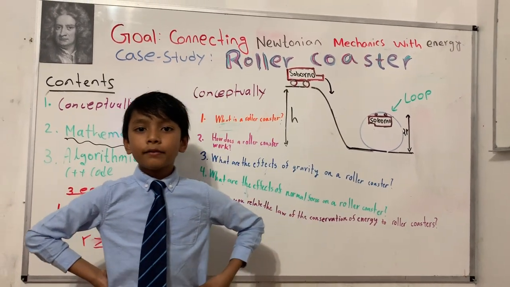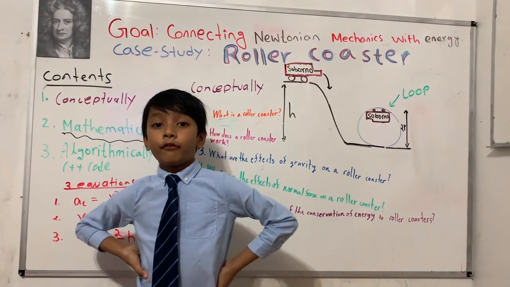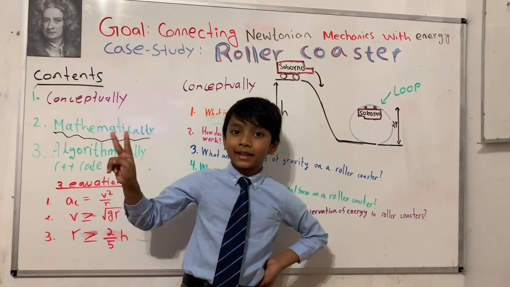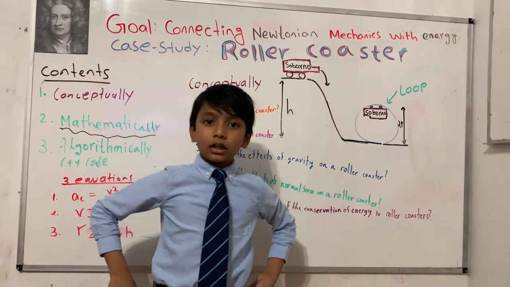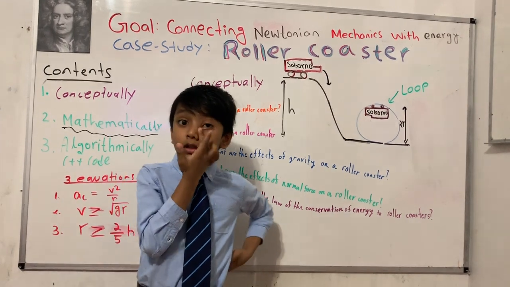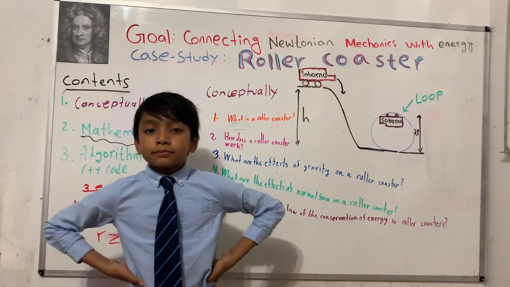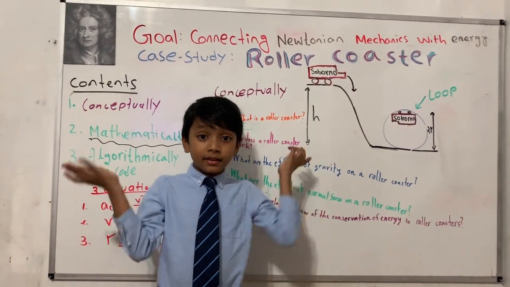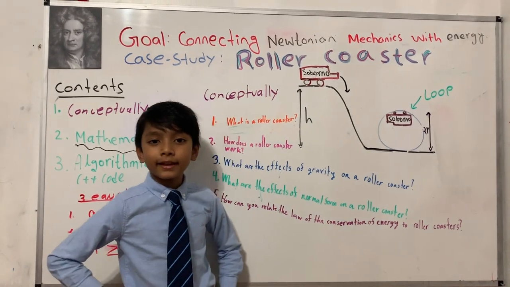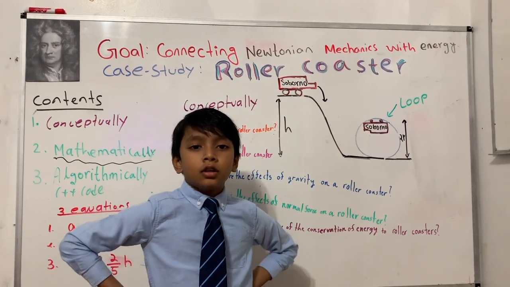So if I drop the roller coaster from height h, would it fall? No, since there is no second mass around it, which means no forces, which also means no gravity. So it would not fall. But we are on Earth, not in a void of nothingness. So this idea of inertial reference frame breaks down.